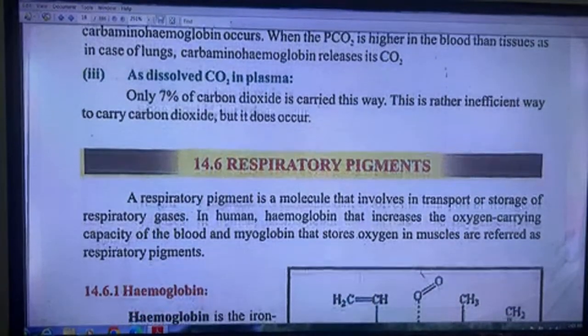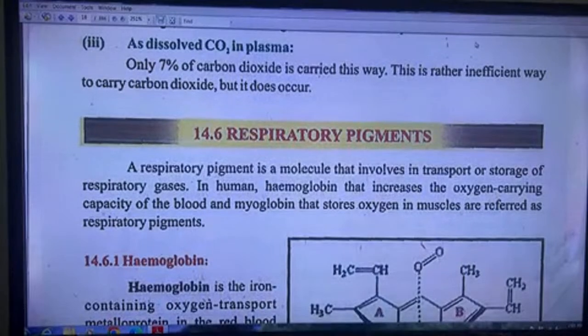Dissolved CO2 in plasma: only 7% of carbon dioxide is carried this way. This is rather an inefficient way to carry carbon dioxide, but it does occur.